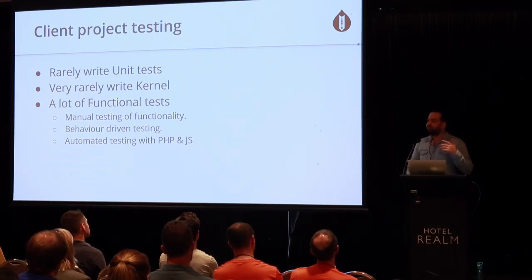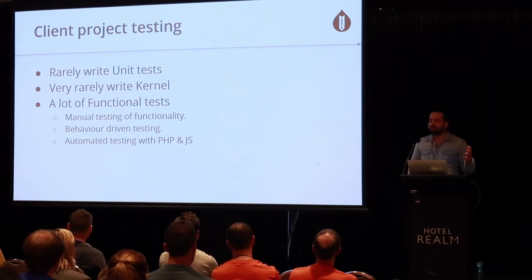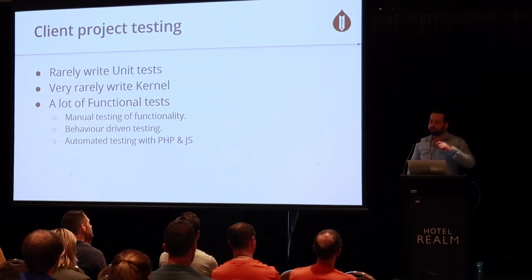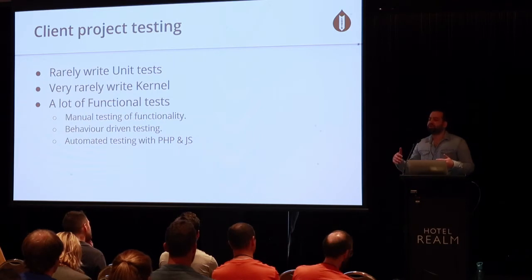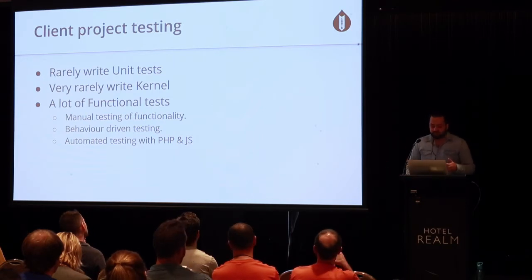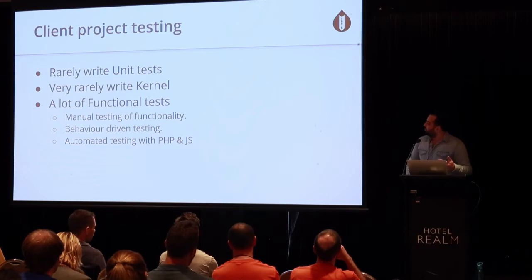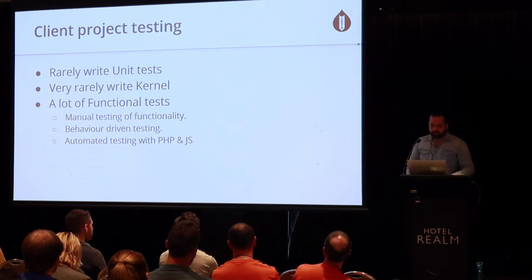And then once you talk about client projects and functionality, the kernel test concept goes out of the window, because if you are writing a custom entity for your client project, you would rather test the functionality than check the particular instance of communication between APIs, because that's core's job. If that is broken, then you should report it to core and fix it there. So this is the landscape of client project testing.